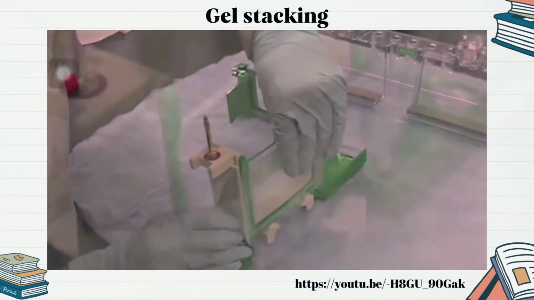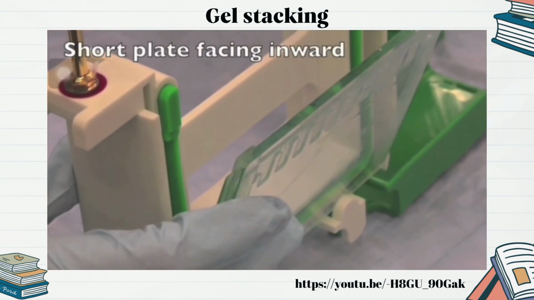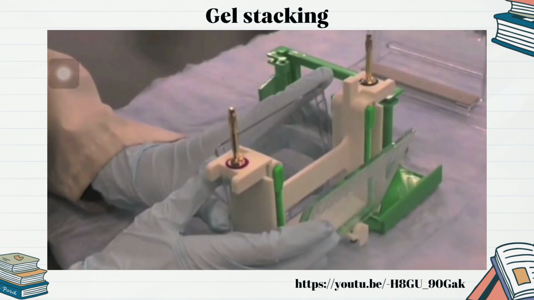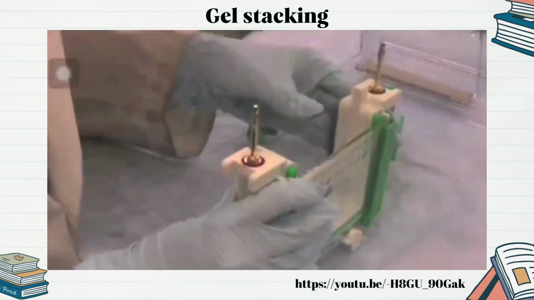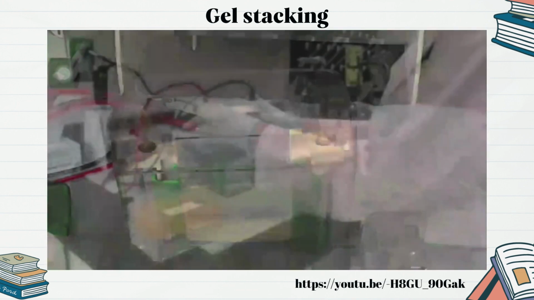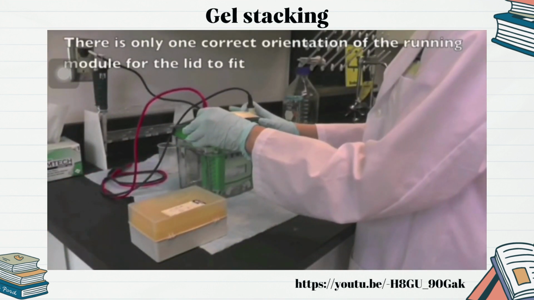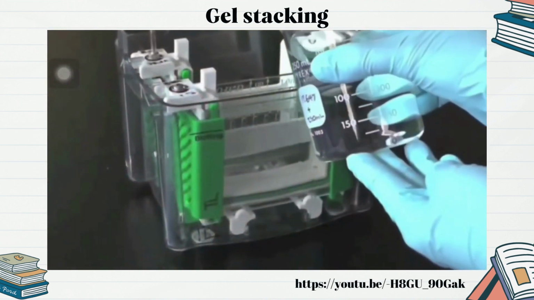Tightly secure the gel with the short plate facing inwards onto the running module. Each running module can hold 2 gels. If only one gel is being run, you need to use the buffer dam in place of the second gel. Insert the running module into the tank. Check if the lid fits properly.